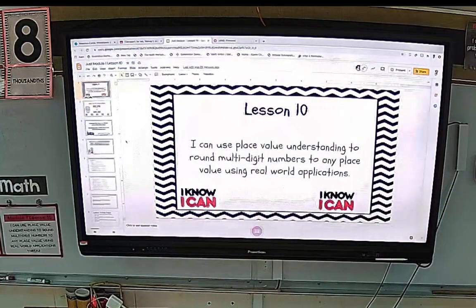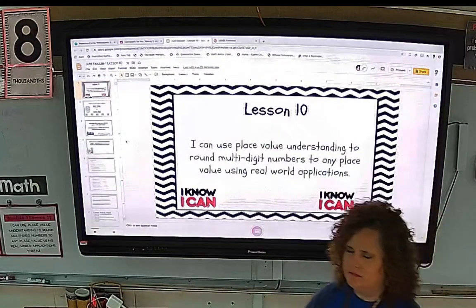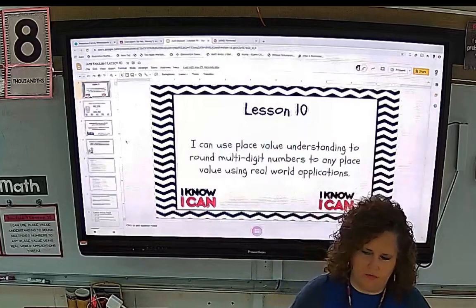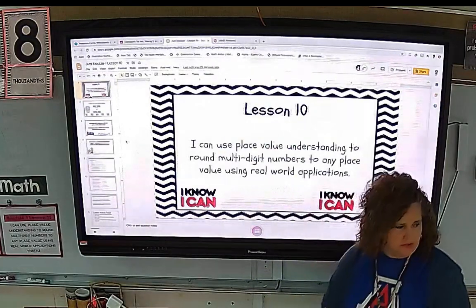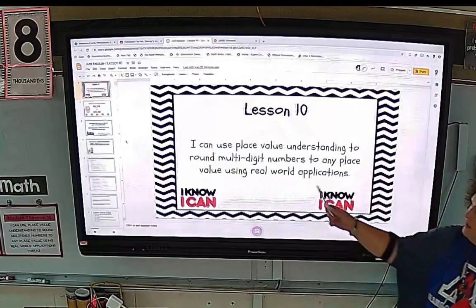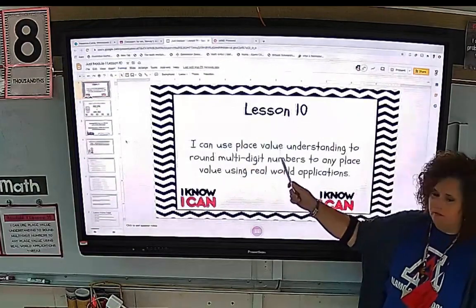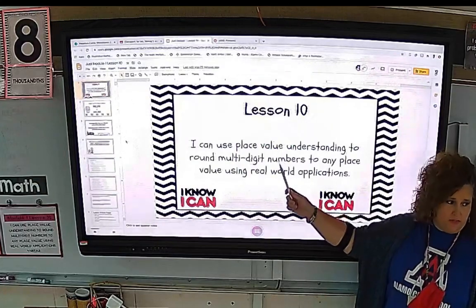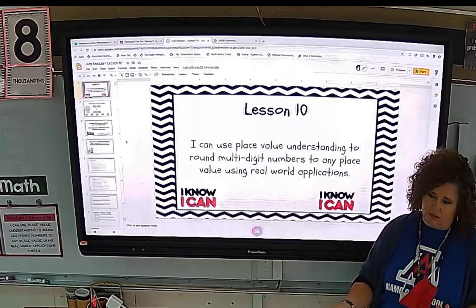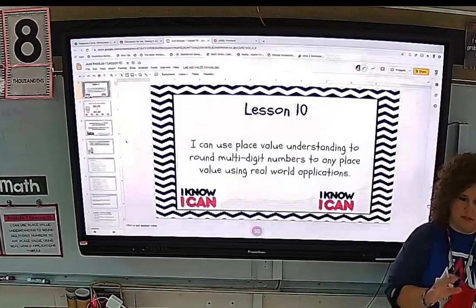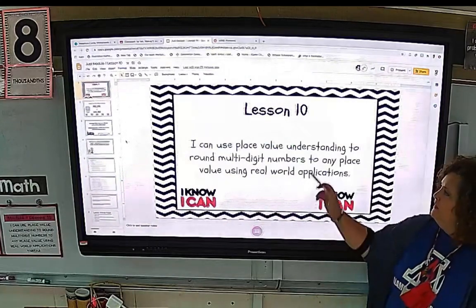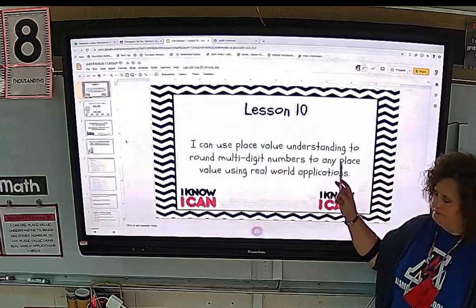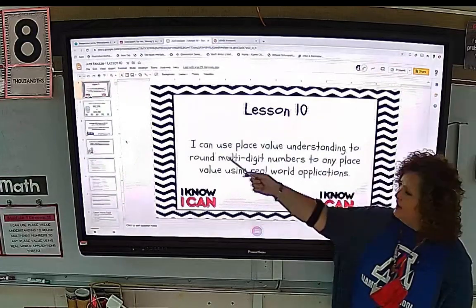We have made it to lesson 10. I think module 1 has 19 lessons. A few of them we are jumping over, but we are into the second half of them at least, so that's a good thing. Lesson 10 asks us to use place value. We know place value. You know it a lot better than you realize you do. Anything about the ones place, the tens place, the hundreds place, the thousands place, all of those things, that is place value understanding. We're going to use that to round.